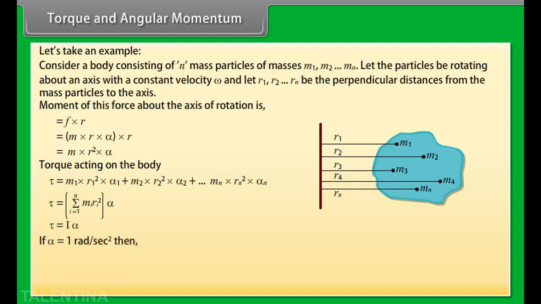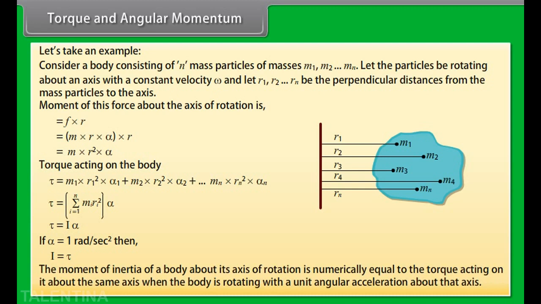If alpha is equal to 1 radian per second square, then I is equal to tau. The moment of inertia of a body about its axis of rotation is numerically equal to the torque acting on it about the same axis when the body is rotating with a unit angular acceleration about that axis.